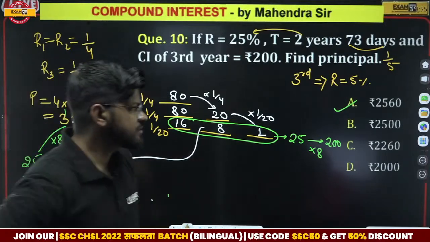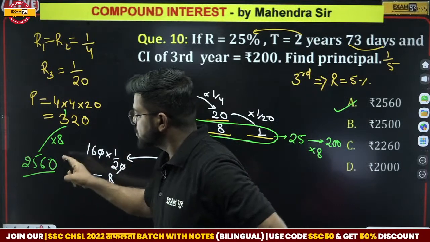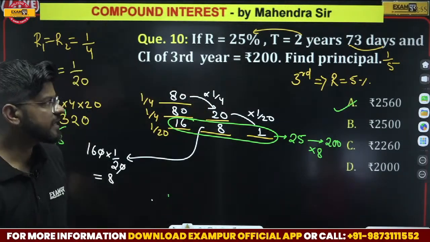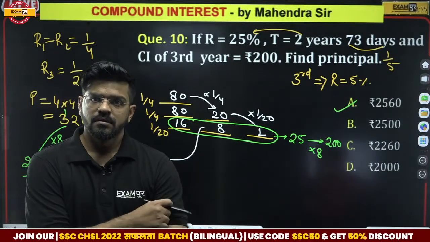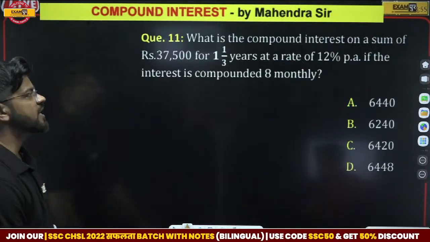25600, Manoj? 25600? No. 0 is 1 here. Clear? So 2560 will be the right answer. Clear to all of you? Clear? Superb, superb. Very good. Let's move on to another question.